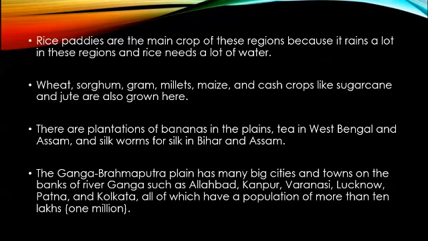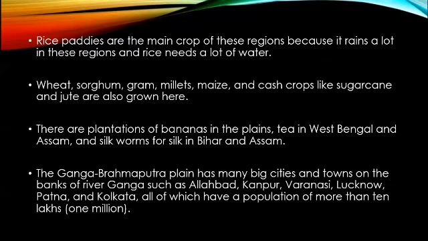Rice paddies are the main crops of these regions because it rains a lot in these regions, and rice needs a lot of water. So one of the main crops there is rice. Among other crops, wheat, sorghum, grams, millets, maize, and some cash crops like sugarcane and jute are also grown there. There are also some banana plantations in the plains, tea in West Bengal and Assam, and silkworms are also cultivated in Bihar and Assam.